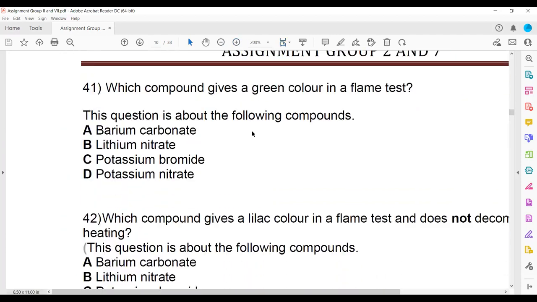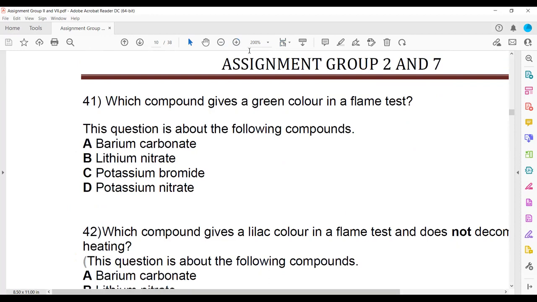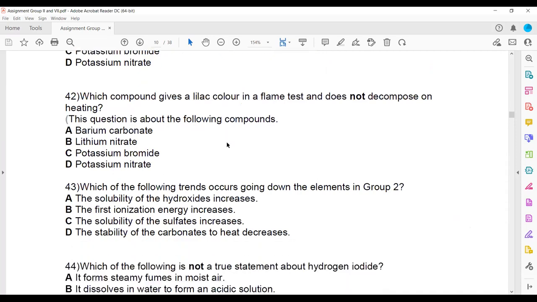Question 41. Which compound gives a green color in a flame test? So we have barium, which is apple green. Lithium is there, which is red. Potassium is there, lilac. So barium carbonate, because green color is due to barium. So we just have to check the metal.